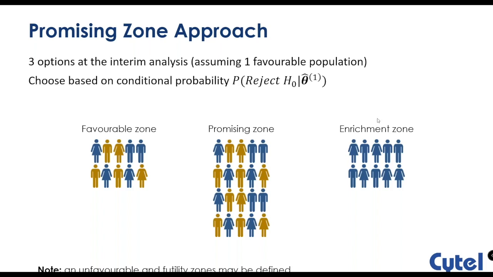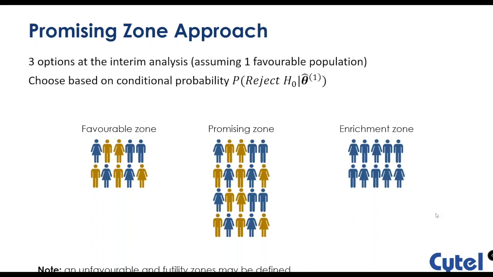So the idea of the promising zone approach, we're going to look at a 3-option version at the interim analysis. So here we're assuming that there's one population which we think is probably favorable for the treatment or receives a higher benefit for the treatment. And the idea is that we will either enrich into that population, so continue recruiting, but only from that subpopulation. We might be in a favorable zone where we continue the trial as it is, or we may be in a promising zone where we might actually choose to recruit more patients. And so in this promising zone, we also are able to review our sample size for the trial moving forward.